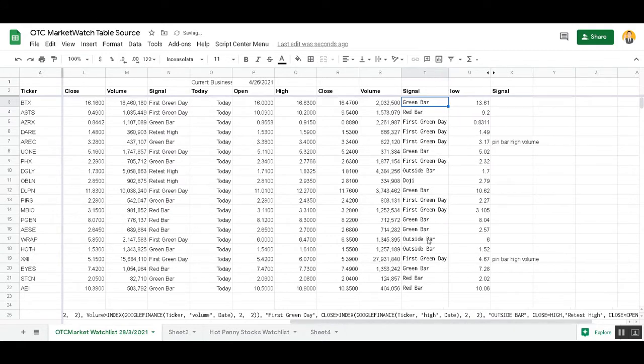Okay, so let's look at outside bar. What does outside bar mean? Outside bar means that it is a bullish engulfing candle without the volume to support the rise in price. To show you what I mean, as you can see, the volume is 1,345,000, whereas the previous day trading volume is over 2 million. Let's look at another example.